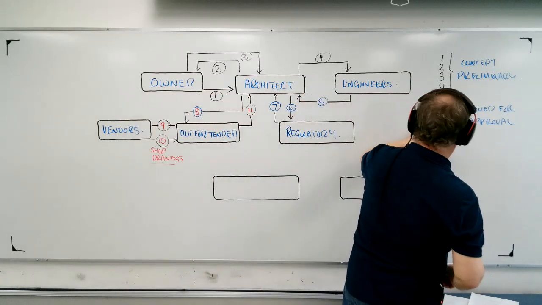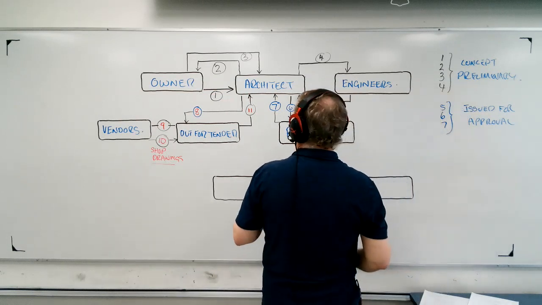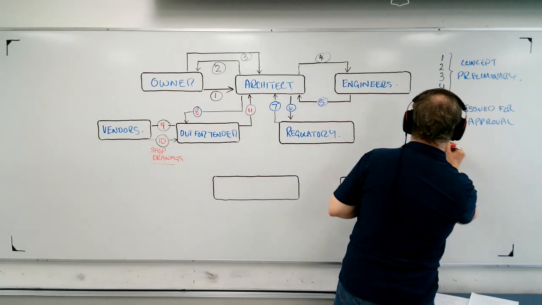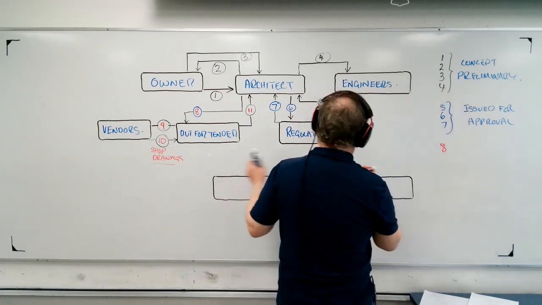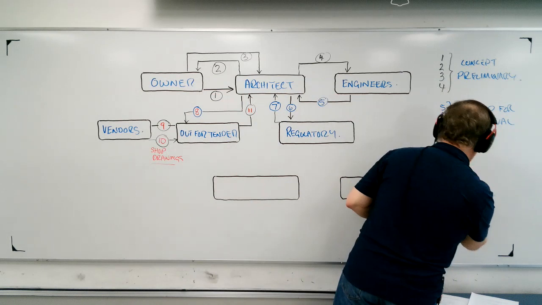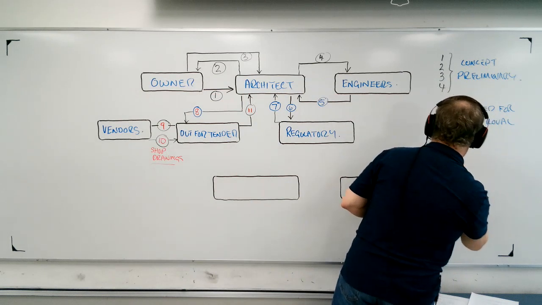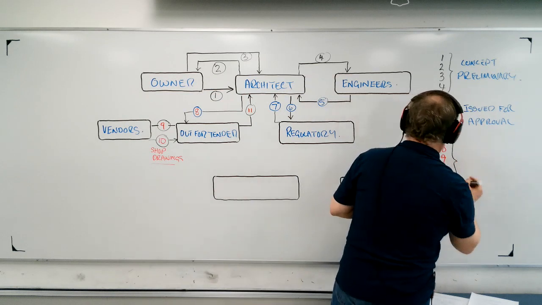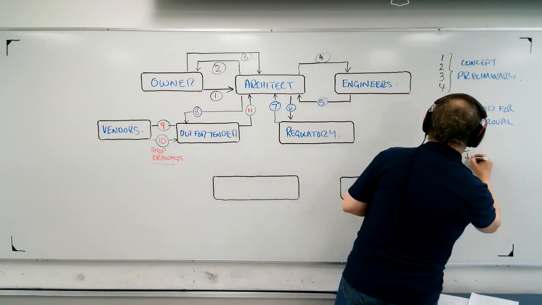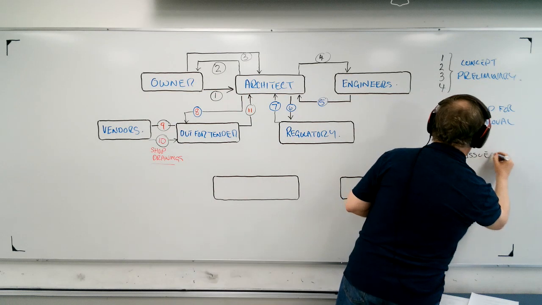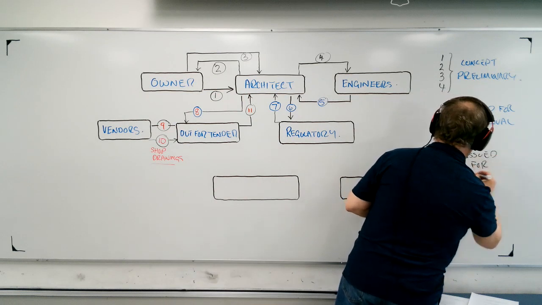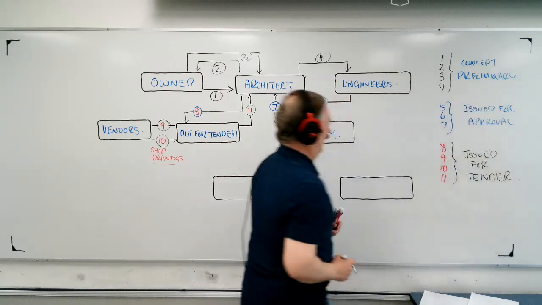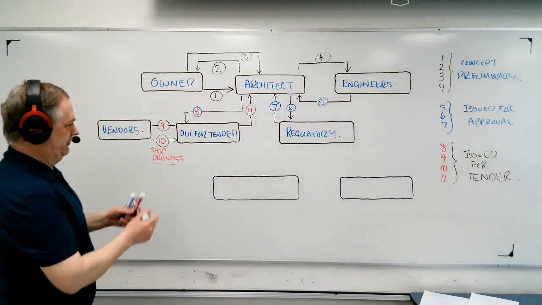5, 6, and 7 were issued for approval. So we've got now 8, 9, 10, and 11. Now, what are the drawings called now? Well, these are called issued for tender. So these are the documents that are used for the bidding process. That's the bidding process, okay?